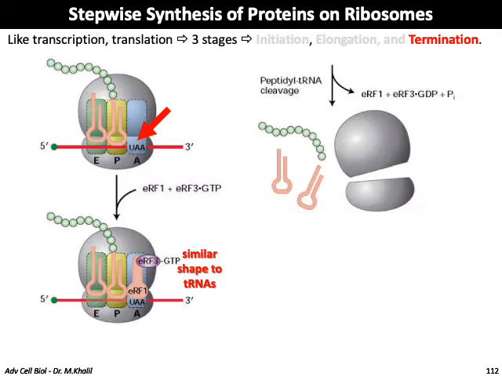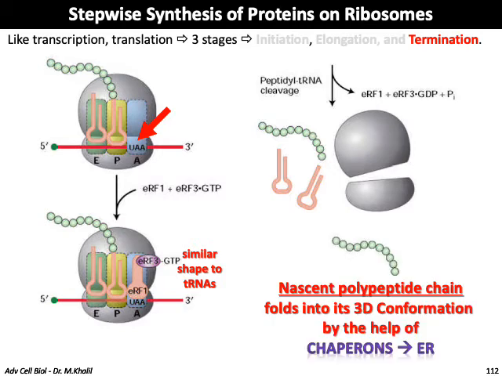This leads to the release of all the components, and you now have the nascent polypeptide chain and the uncharged transfer RNA. Soon after that, the nascent polypeptide chain folds into its 3D conformation with the help of a group of proteins that come from the endoplasmic reticulum. These proteins are called chaperones.